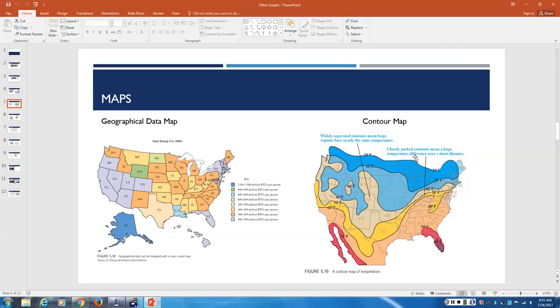And notice here, closely packed contours mean a large temperature difference over a short distance. So if you live in Ohio, there's a 10-degree difference in this yellow part of the state. And notice here, this is where we are, in this little area down here. There's quite a bit of difference just in this area because we're in the mountainous area, and our temperatures actually are cooler then. Whereas the other side of Tennessee fits more closely with Alabama and Louisiana.